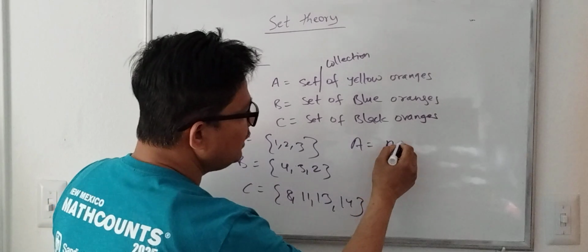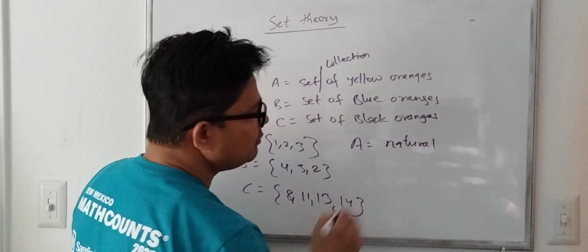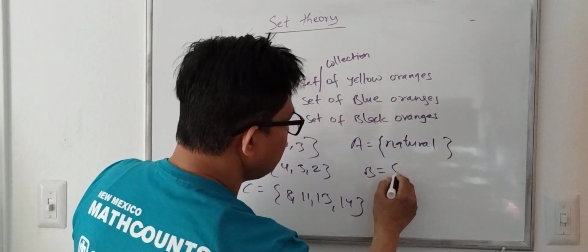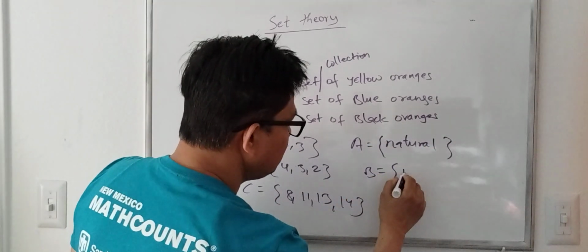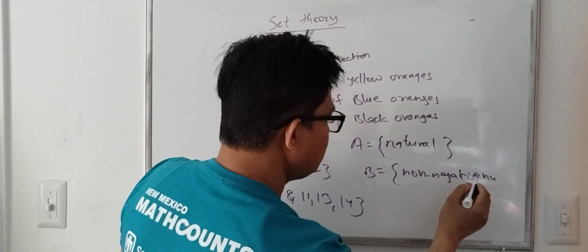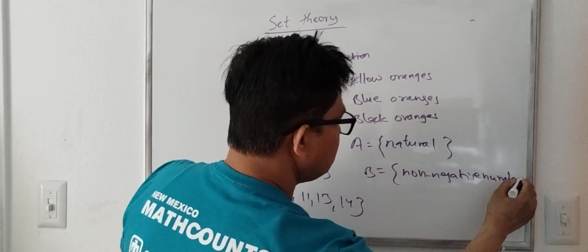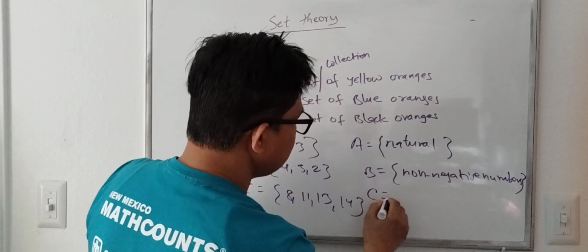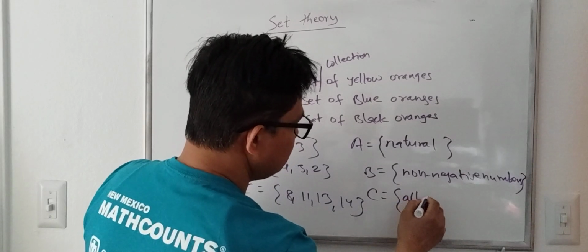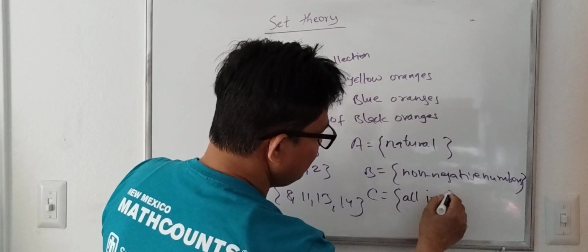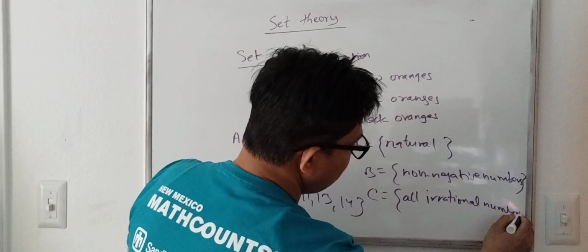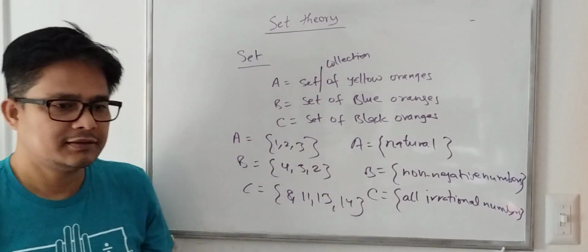So whatever you want. So let's take another example for the math. All natural numbers, you can call it a set. Okay, A is all the natural numbers. B is all the non-negative numbers. Non-negative numbers is a set. And you can say C is another set, all irrational numbers. Anything, it's a group of objects.